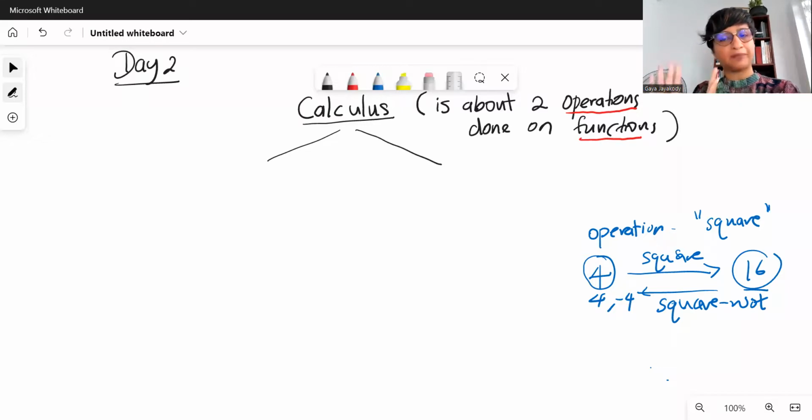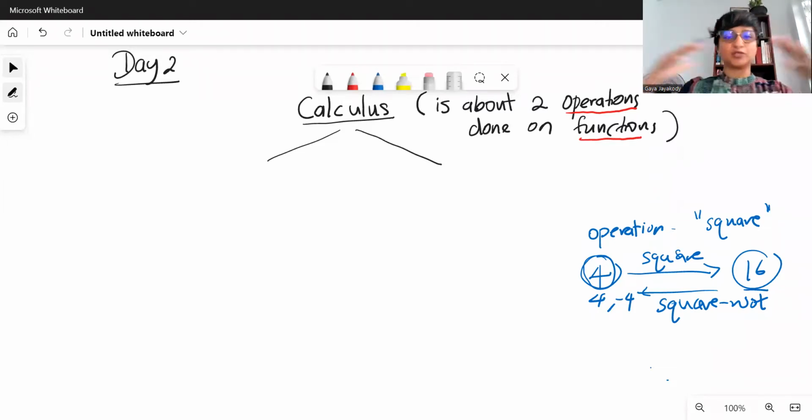Okay, so keep that story in mind because you're familiar with it. I want you to compare what I'm going to be talking about in calculus with that operation, squaring and square rooting. Squaring gives you a unique number. Coming back, square rooting gives you 2 numbers. Now, calculus, I said, is about 2 operations done on functions.